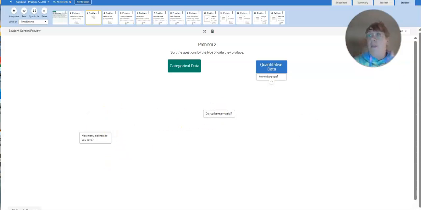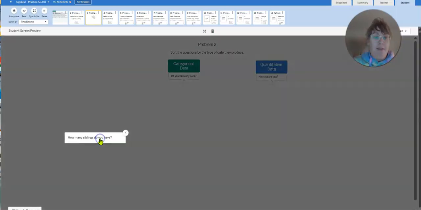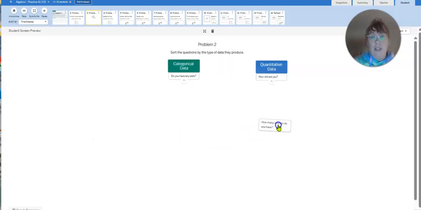Do you have any pets? This is going to be a yes or a no answer, so that's going to be categorical. And then finally, how many siblings do you have is going to be a number, so it'll be quantitative. So we're sorting our data between categorical and quantitative.